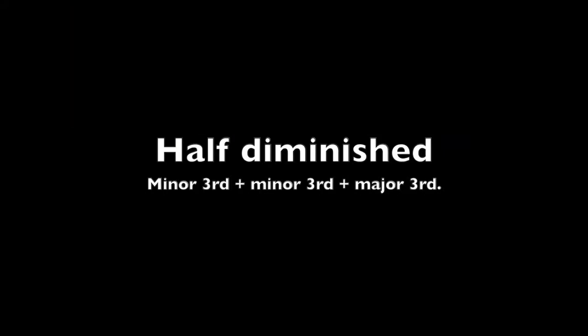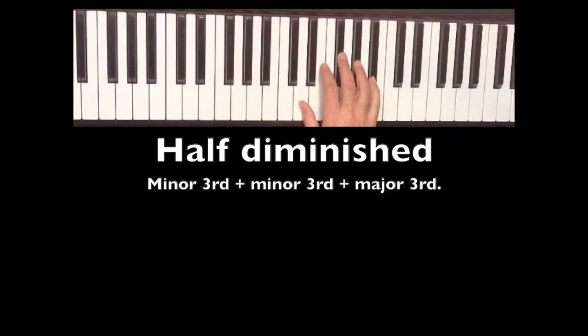Let's try it from another note. From a D. We're going to play a D half diminished, or D minor 7 flat 5. 1, 2, 3, there's 1 to 3, the minor third. 1, 2, 3, another minor third, and from 5 to 7, a major third. D minor 7 flat 5, or half diminished.